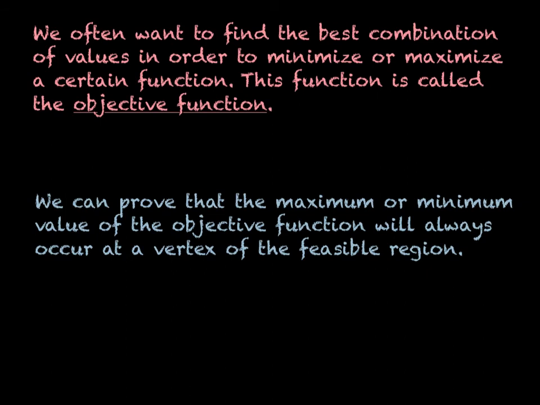As I said before, we often want to find the best value of a linear programming problem, and that's what we're going to do next. We often want to find the best combination of values in order to maximize or minimize a certain function. This function is called the objective function. What are we trying to accomplish? We can prove that the maximum or the minimum value of the objective function will always occur at a vertex of the feasible region, which is why I mentioned that the vertices are going to be the important part of that last part. So we're going to use those vertices to maximize a function.